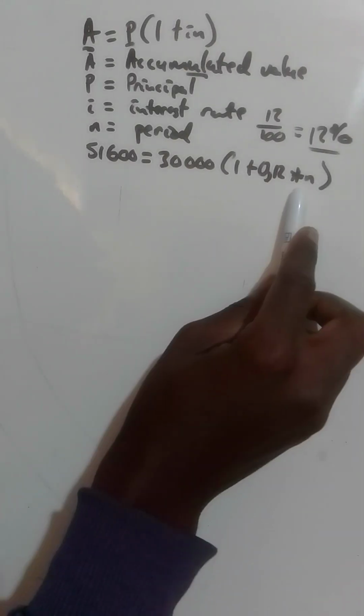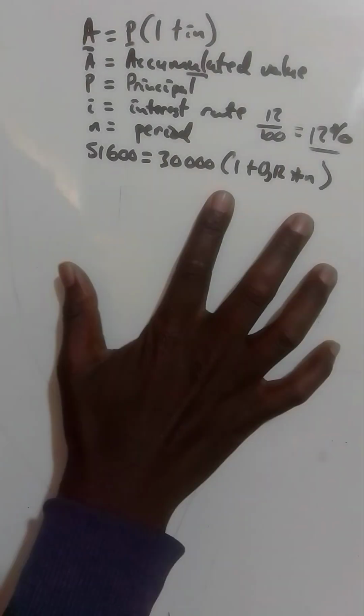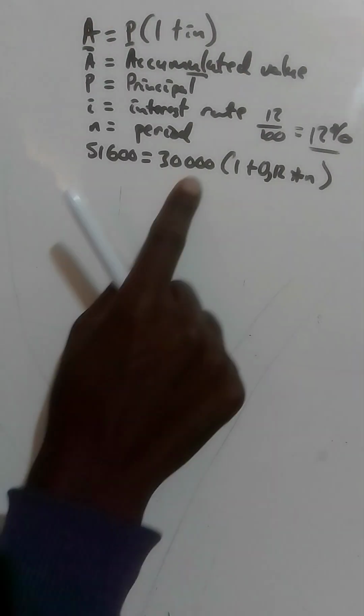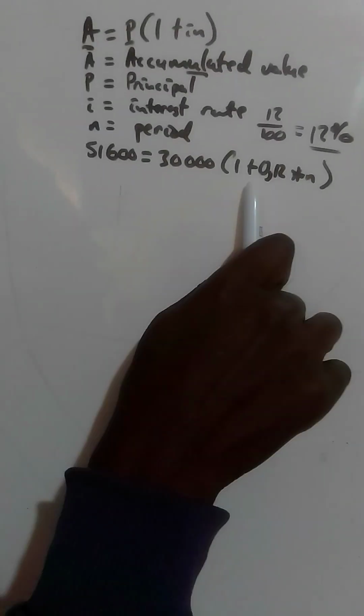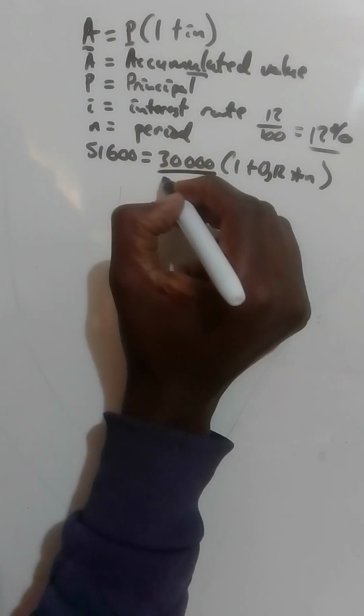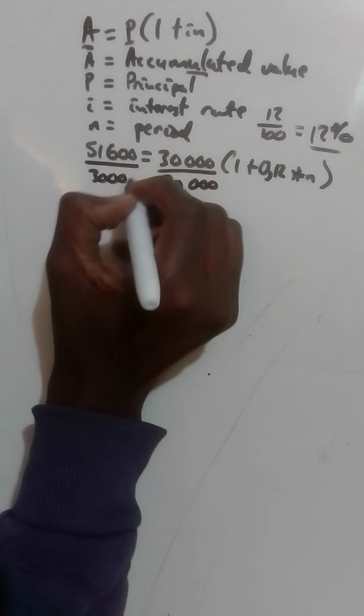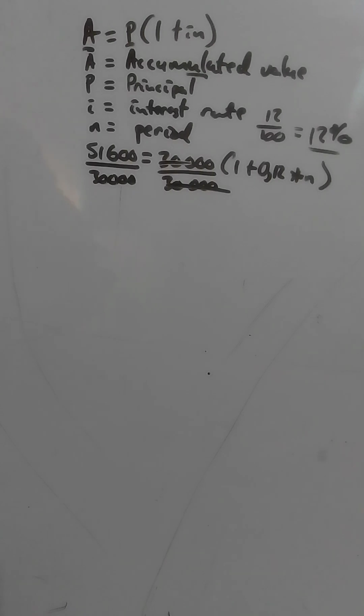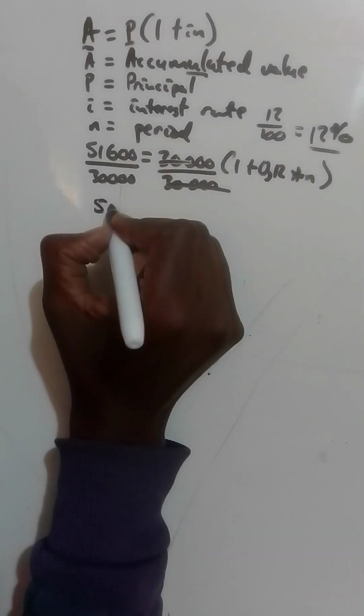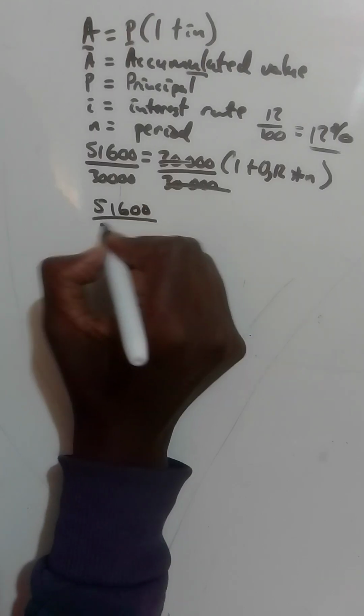So now this is the initial part. Now what do we do? Now 30,000 is multiplying what is in the bracket. So what do we do next? We do the opposite, right? We are looking for N, which means that everything else which is not N, we need to remove it. So if this is multiplication, the opposite of multiplication is division. So we now divide by 30,000 on both sides, right? So now we're left with 51,600 over 30,000.